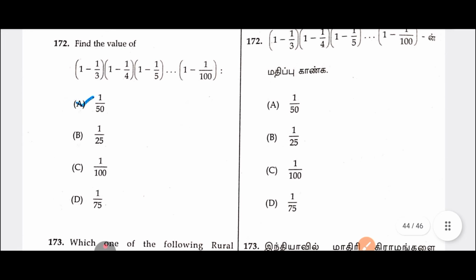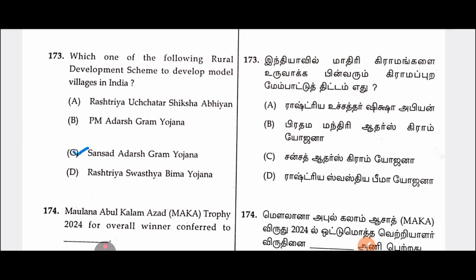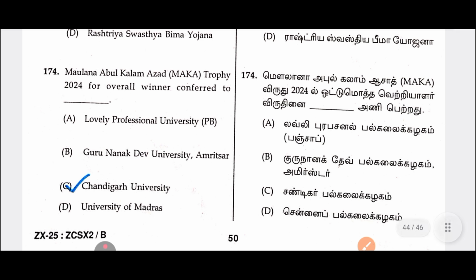Find the value of the given data. For that, answer is 1 by 50. Option A. Which one of the following rural development scheme to develop model villages in India? Sansad Adarsh Gram Yojana. Maulana Abul Kalam Azad Trophy 2024 for overall winner conferred to Chandigarh University.